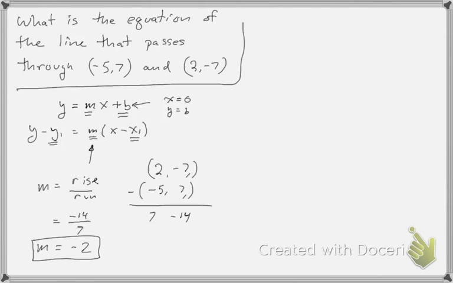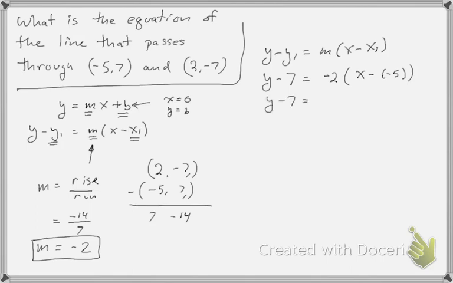From here, I can start plugging stuff into my point-slope form. Y minus y1 is m times x minus x1. And I have the option of using either of the 2 points. I'll go ahead and use -5, 7 first. To use the formula, y minus the y-coordinate of 7 must be equal to the slope of -2 times x minus the x-coordinate of -5. So that simplifies to y minus 7 is -2 times x plus 5. So that's one possible answer.